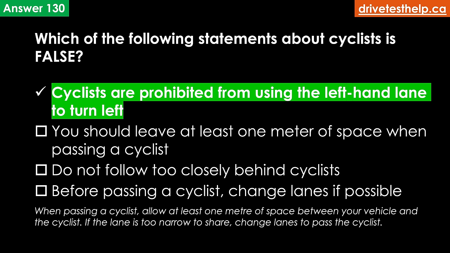When passing a cyclist, allow at least 1 meter of space between your vehicle and the cyclist. If the lane is too narrow to share, change lanes to pass the cyclist. Motorcycles, bicycles, and mopeds turn left at intersections in the same way as larger vehicles. If you are making a left turn behind one of these vehicles, do not pull up beside it to make your turn at the same time. Stay behind it and turn when the way is clear.